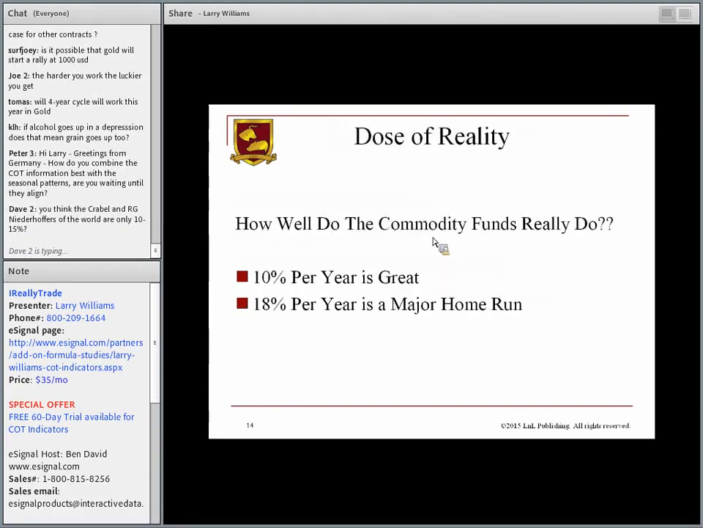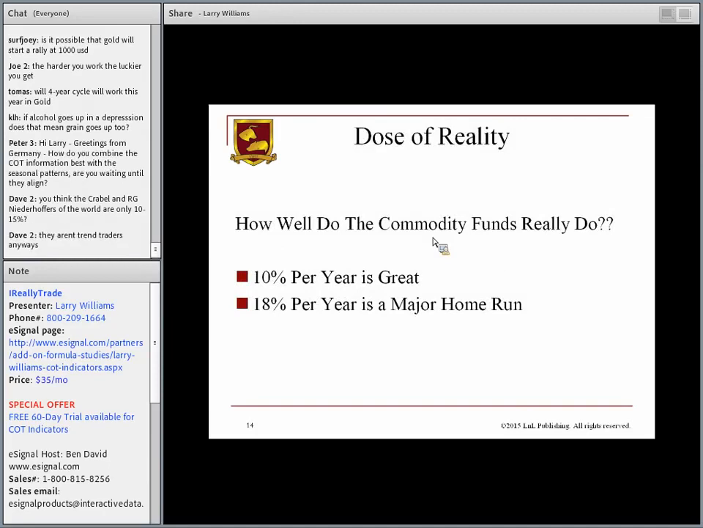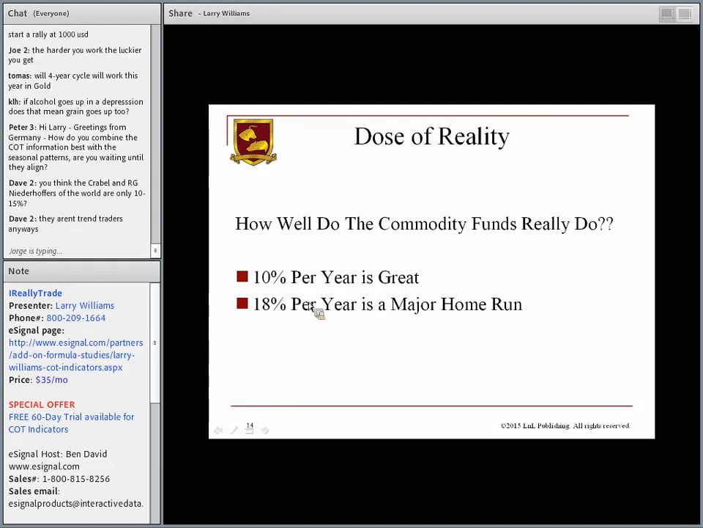Okay, so how about a dose of reality about these funds? How well do they do? They can do 10% a year. They think it's great. It's not very good, is it? We can't do 10% a year. If they do 18% a year, they've knocked it out of the park. It's a major home run for them. And occasionally they'll do 30%.